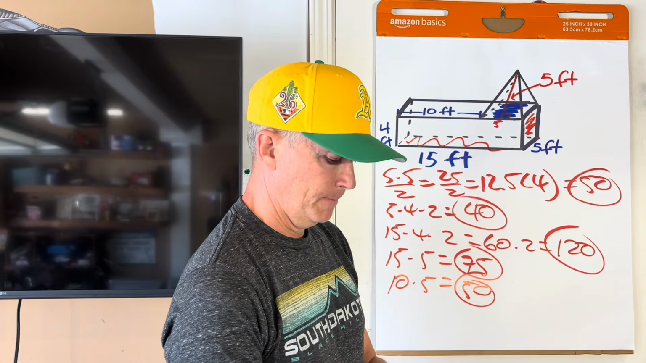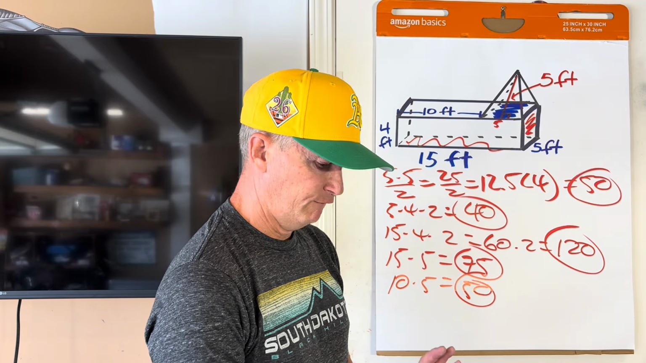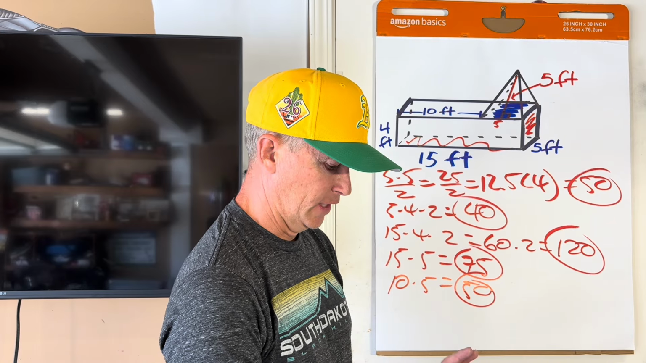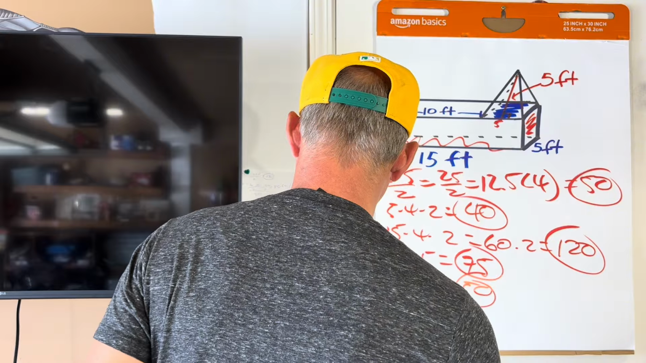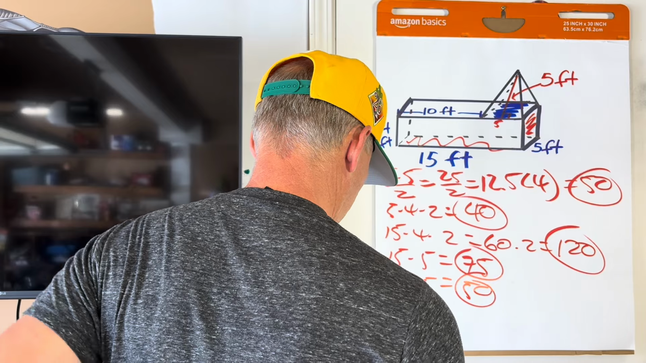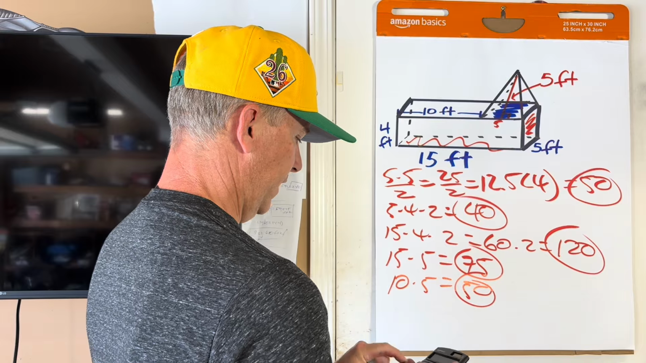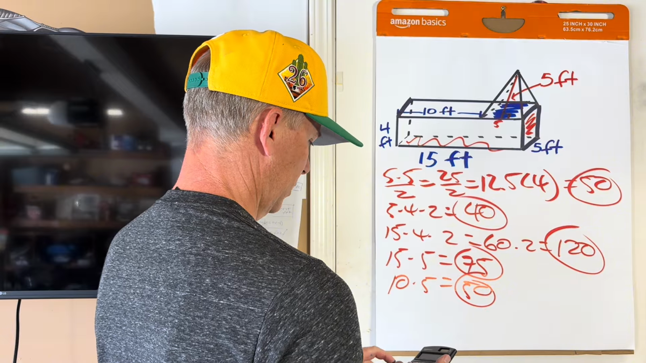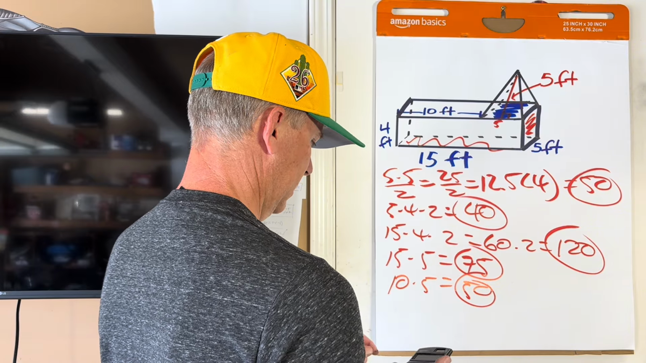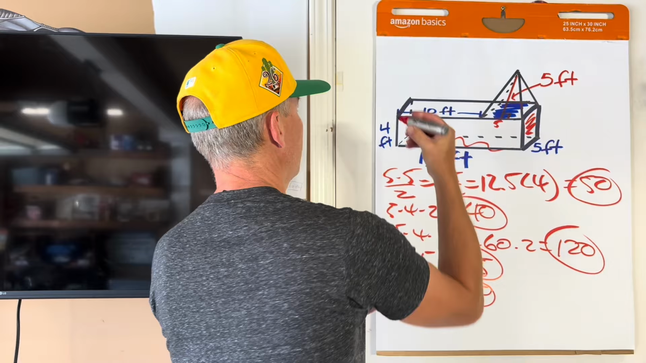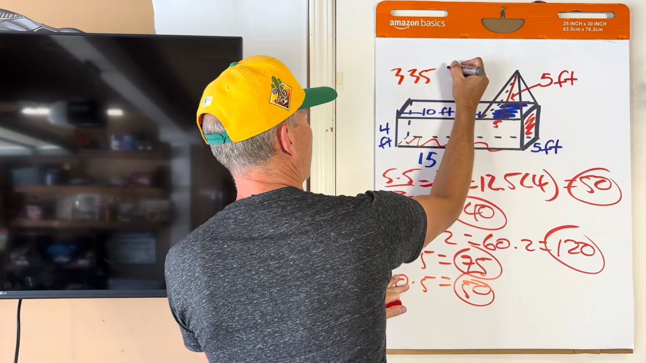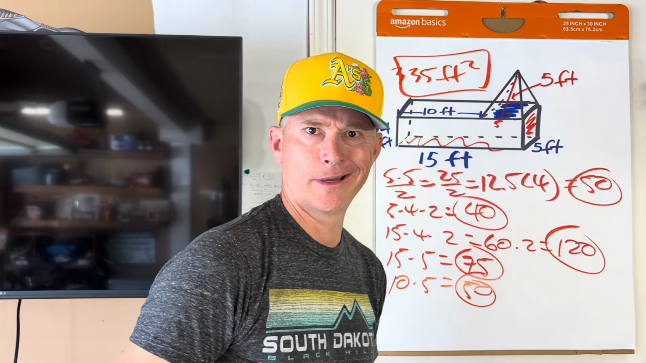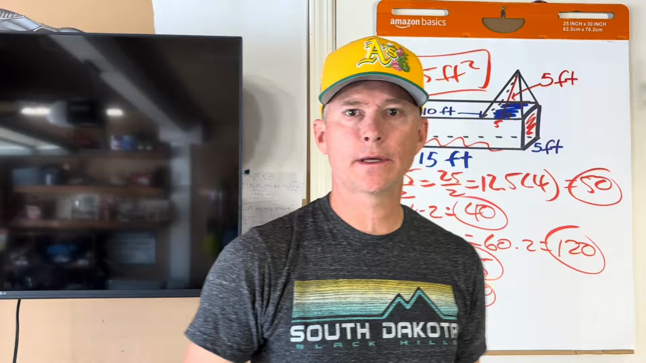So now all we can do is add up all that. 50 plus 40 plus 120 plus 75 plus 50 equals 335. I hope we got 335. Let's do it one more time. 50 plus 75 plus 120 plus 40 plus 50, 335 feet squared. Okay, so that's the, whoa, there's a 3 right there. I obliterated it. So this is the wonderful world of pyramids. This is how you find the surface area.